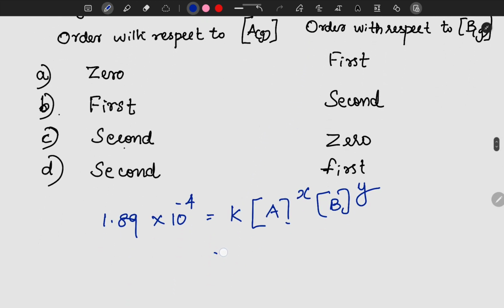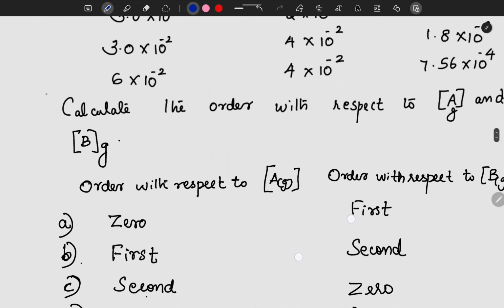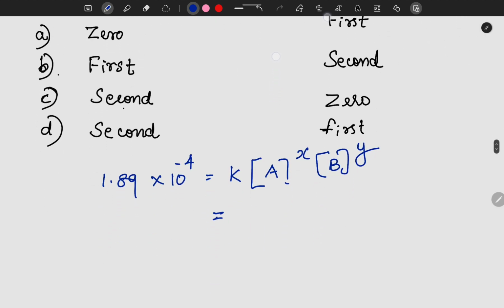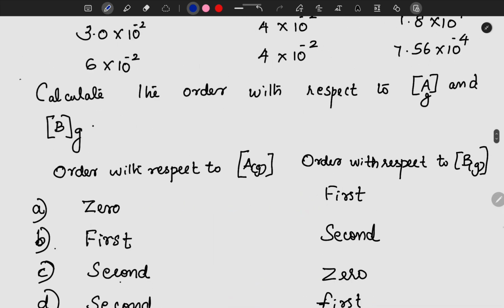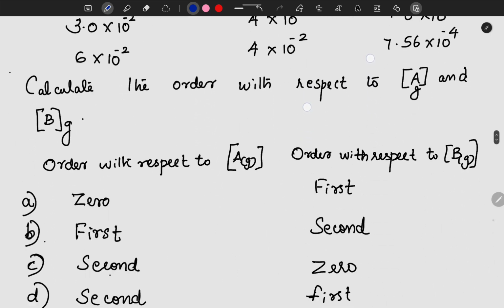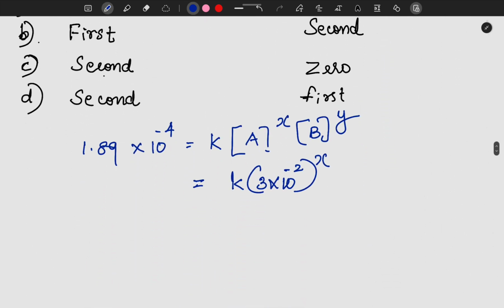Here, first case, concentration of A is given as 3 into 10 raised to minus 2, the whole raised to x, into, in the first case, the concentration of B is given as 2 into 10 raised to minus 2, the whole raised to y. So let us take this as equation 1.